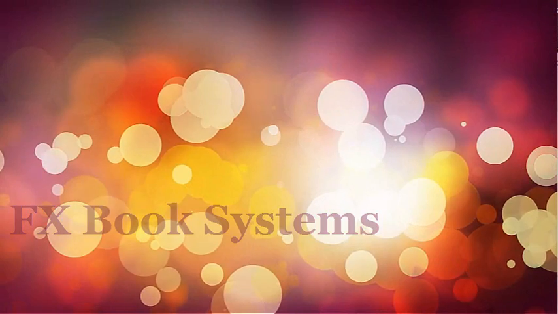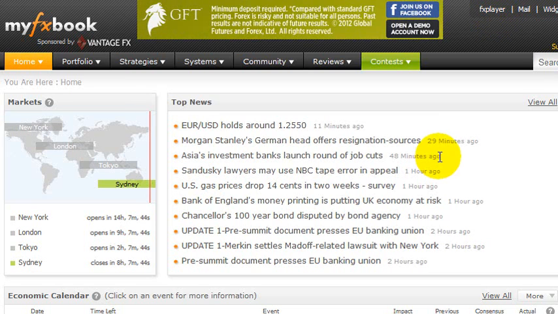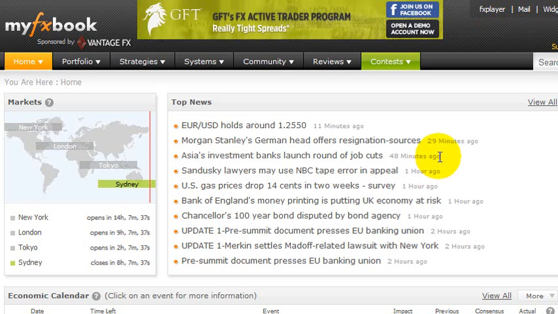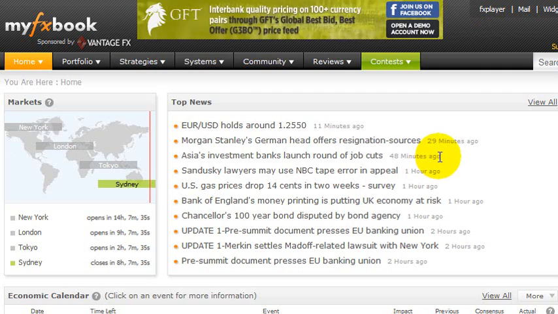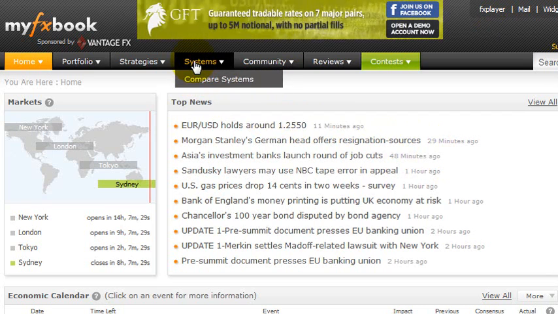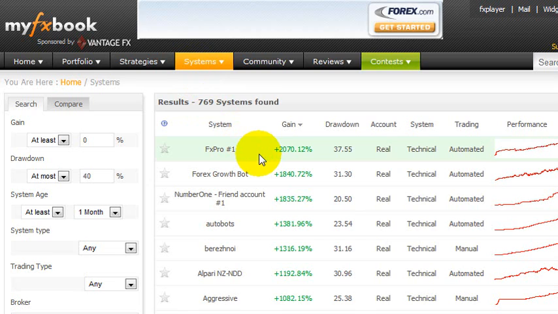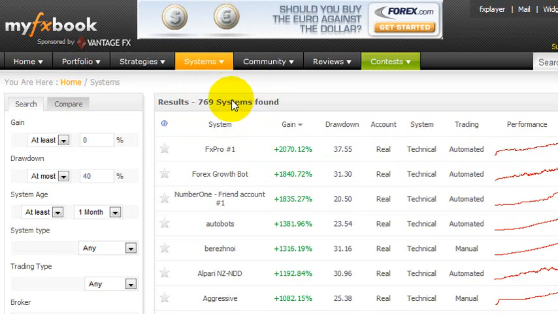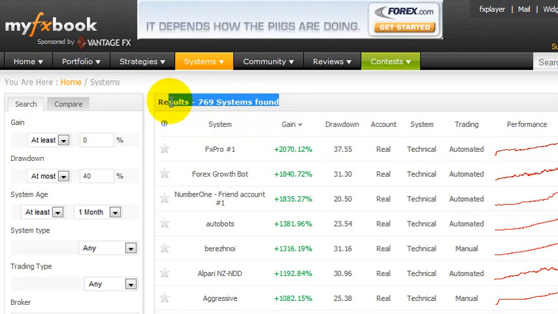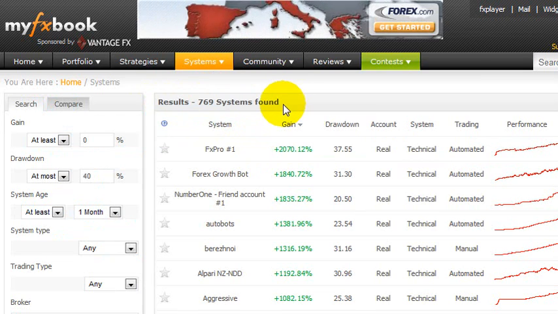I'm here on myfxbook.com. My screen name you can see up here at the top is FX Player, and today I want to go over a couple of the systems that I have and some tips on how to filter down and judge the quality of the systems on myfxbook.com. So if we click on systems here, we're going to see that at the time I'm making this video, there's over 769 systems that are found on myfxbook.com.